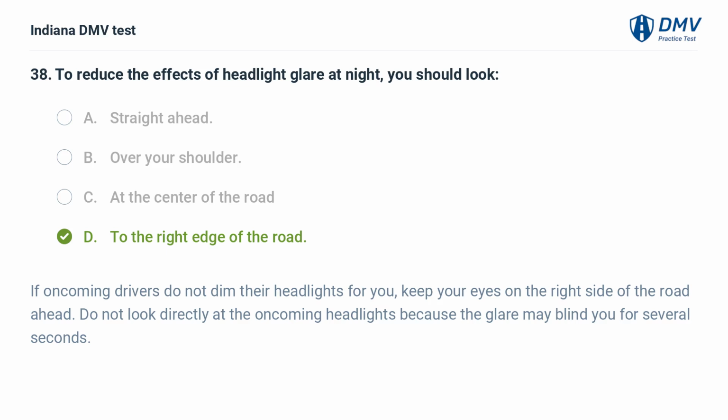D. To the right edge of the road. If oncoming drivers do not dim their headlights for you, keep your eyes on the right side of the road ahead. Do not look directly at the oncoming headlights because the glare may blind you for several seconds.